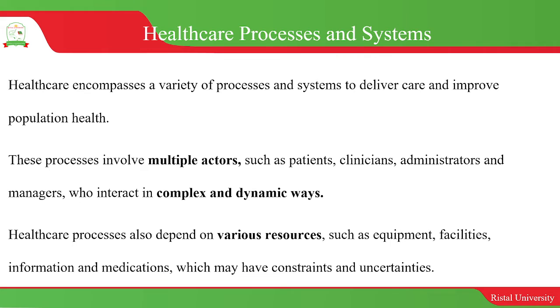Healthcare processes and systems. When we talk about healthcare processes and systems, we are basically talking about multiple actors, such as patients, clinicians, administrators, and management, who interact in complex and dynamic pathways in the healthcare pathways. Also, healthcare processes depend on various resources such as equipment, facilities, information, and medications, which may have constraints and uncertainties. So, what does this tell us?